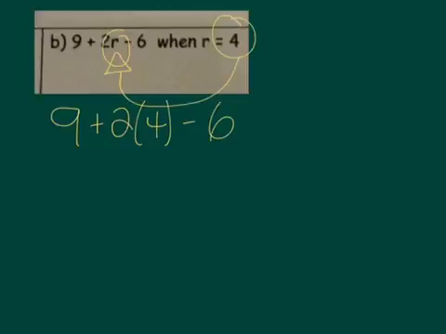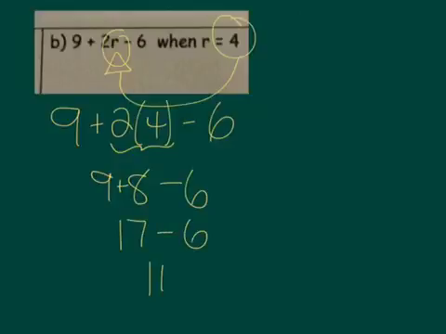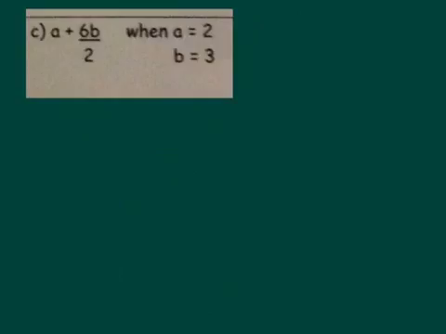Now, if you really want to, you could just type that in your calculator. If you're going to use your order of operations, though, we would do 2 times 4 first, and we get 8. So that would be 9 plus 8 minus 6. 9 plus 8 is 17, minus 6 is 11. Final answer, 11. Pause the video if you need to. Make sure you have the work.